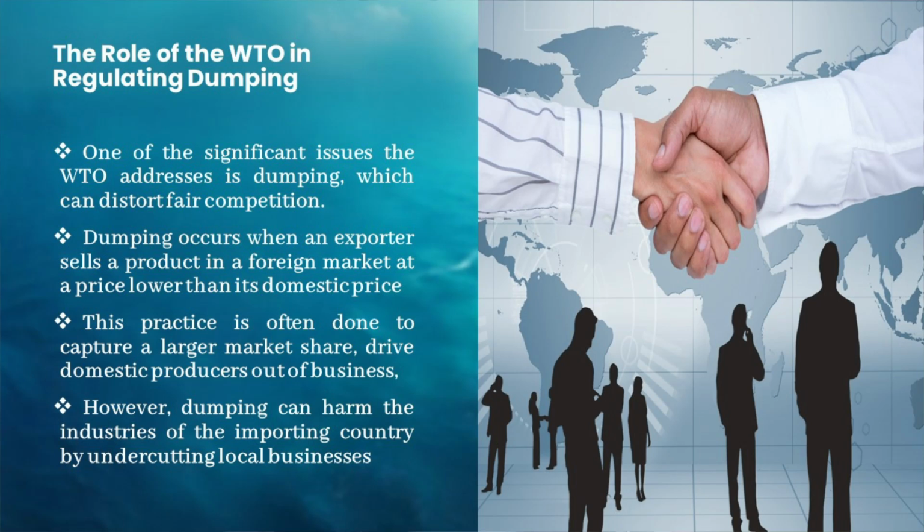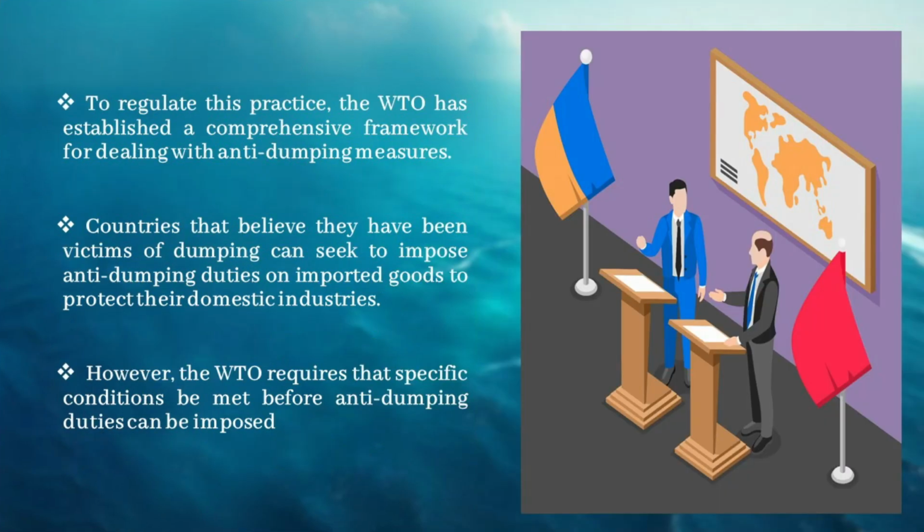So dumping occurs when, as I have already explained, an exporter sells a product in a foreign market at a price lower than its domestic price and sometimes even below the cost of production. Basically, it is applied to capture a larger market share, drive domestic producers out of business, and create a monopoly in the importing country. So dumping can harm the industries of the importing country by undercutting local businesses and disrupting the local market.